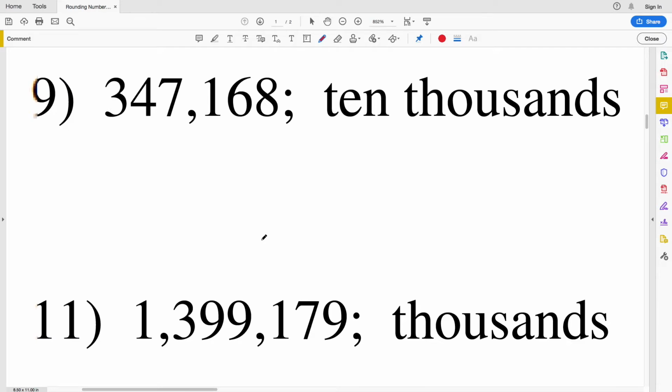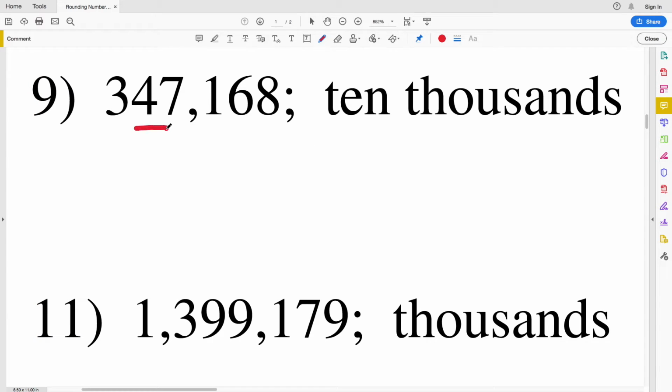And number 9, we're rounding to the 10,000ths place, which is where our 4 is. So we have 347,168. So this number falls between 340,000 and 350,000 when rounding to the nearest 10,000. So we have to decide, will this stay a 4 or will it become a 5? Well, 7 is greater than 5, therefore we'll round the 4 up to a 5. So we'll have 350,000 as our rounded number.